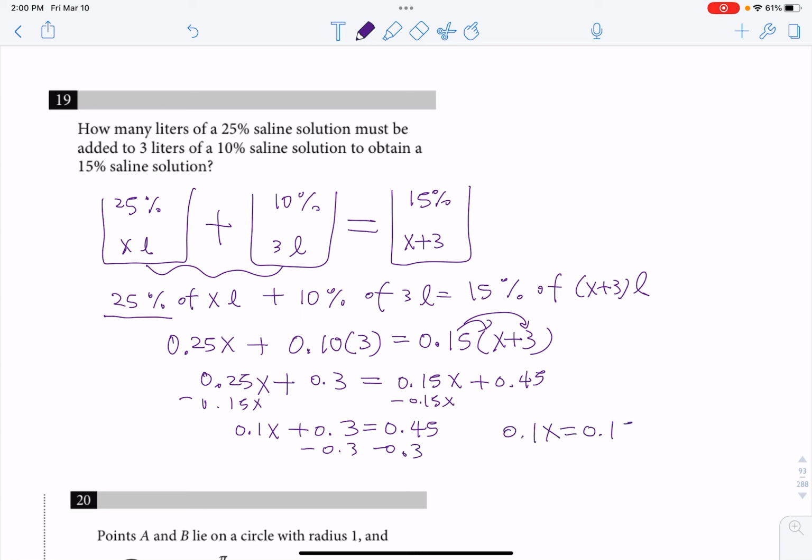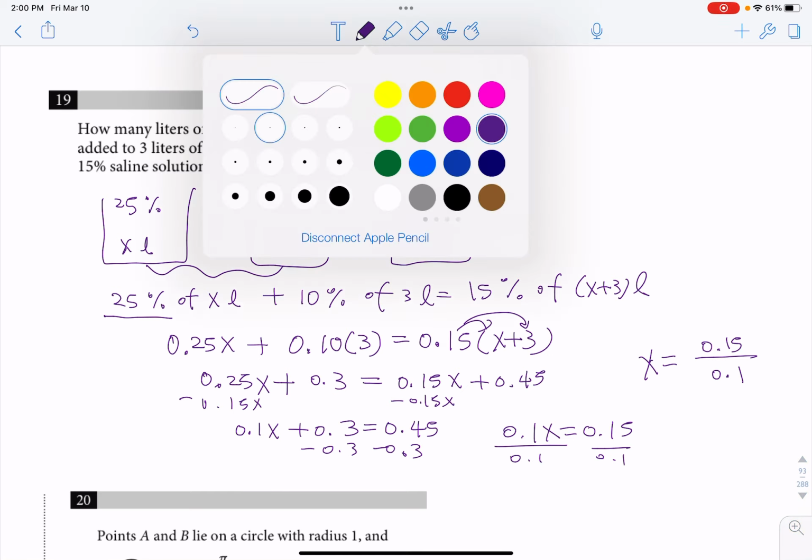Then x equals 0.15 over 0.1. Top and bottom, numerator and denominator, both decimals. So I want to express it this way. You move the decimal twice on top, then you move twice on the denominator too, so you get 15 over 10 as the value of x, which in simplest form will be 3 over 2. That's the answer.